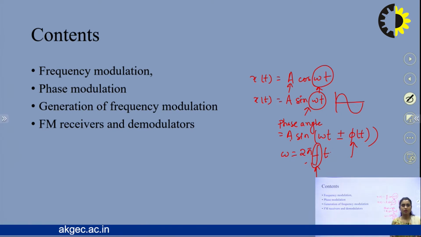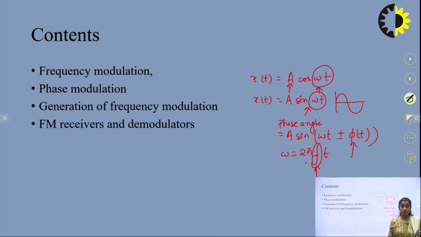So when I talk about analog communication or analog modulation, I can classify my analog modulation into amplitude modulation, frequency modulation, and phase modulation. When I alter the frequency of my carrier wave with respect to the instantaneous value of my message signal, that kind of modulation is called frequency modulation. And when I alter the phase of my carrier wave with respect to the instantaneous value of my message signal, that kind of modulation is called phase modulation.